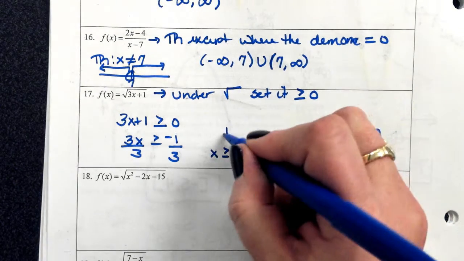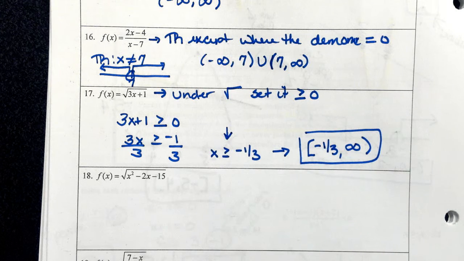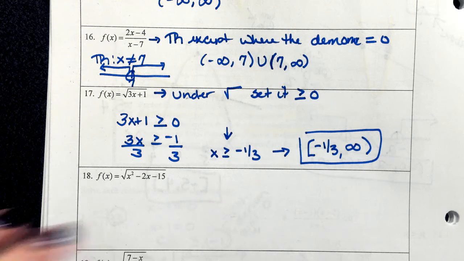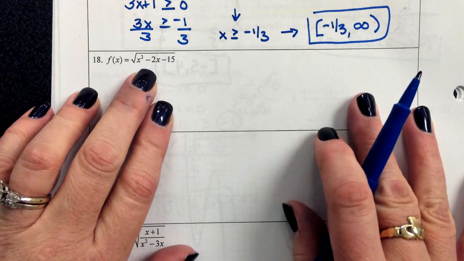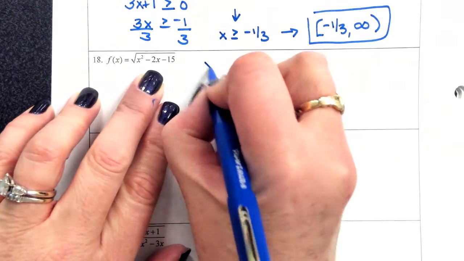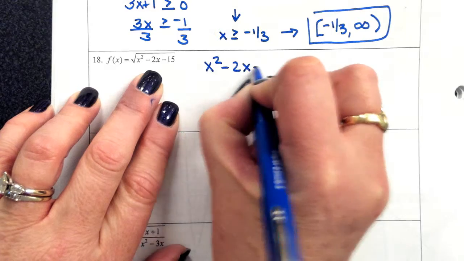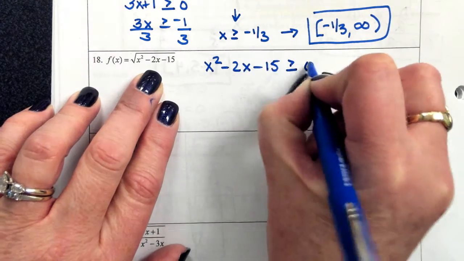Because it's the greater than or equal to. Anytime you're including it, you'll use the bracket. If it's just a greater than, it would be a parenthesis. Okay? So again, you have another square root function here in problem number 18. So we have to take whatever's underneath the square root and make it greater than or equal to 0.